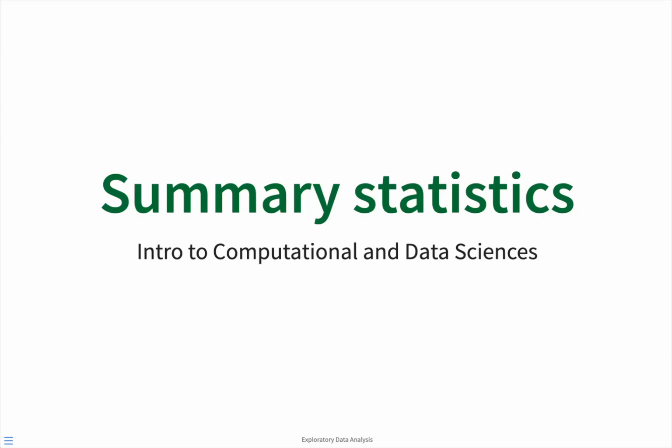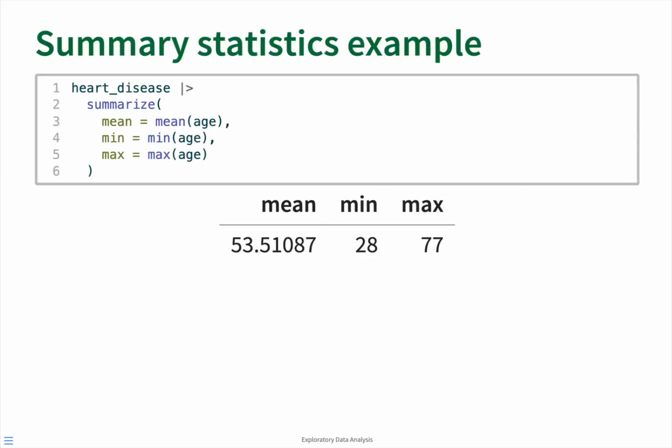In this video, we're going to dive deeper into how we can calculate summary statistics. Here's an example we looked at before. We used the summarize function to calculate the mean, the minimum, and the maximum of the age column.